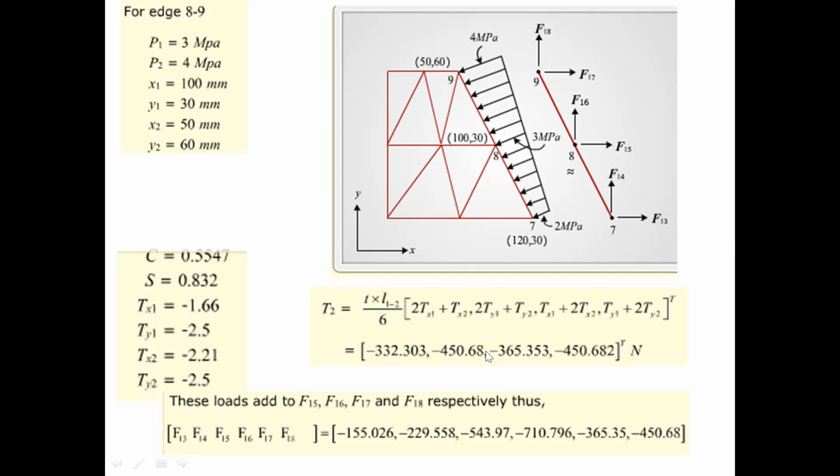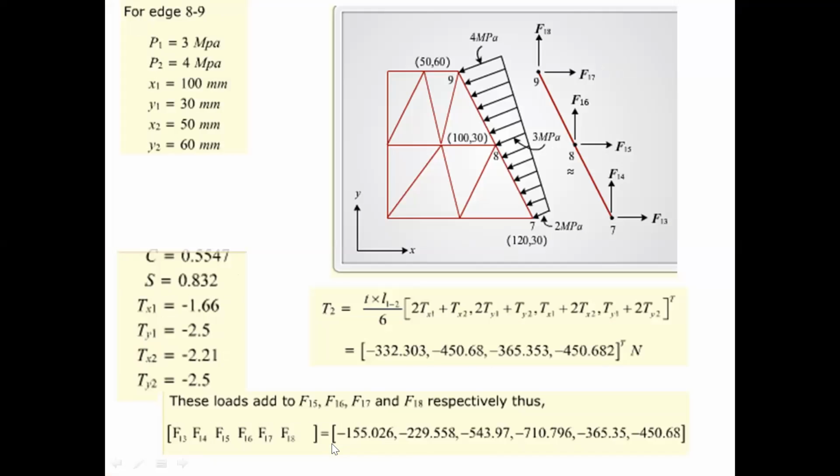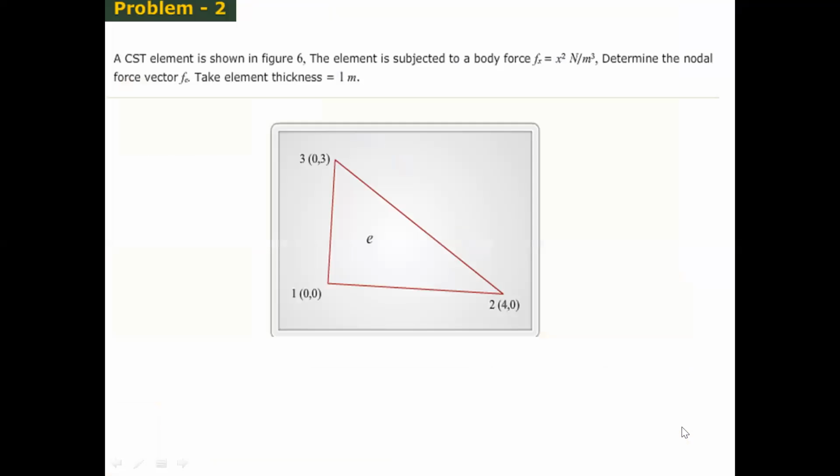These 4 components, and the previous 4 components, where these 2 and previously these 2 belong to node 8, you have to sum up algebraically. Then the resultant load vector is this. So this is the way you can solve problems, whether it's a UDL load, traction force, or anything.